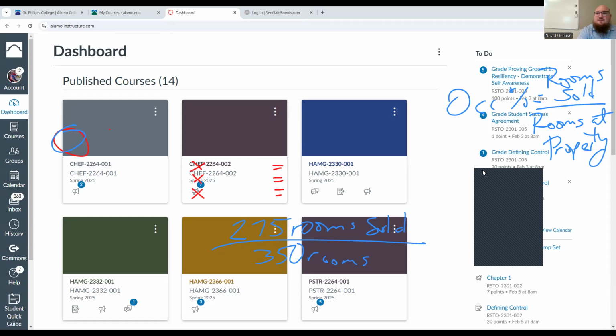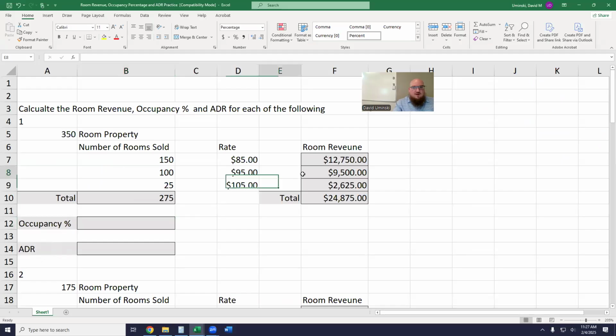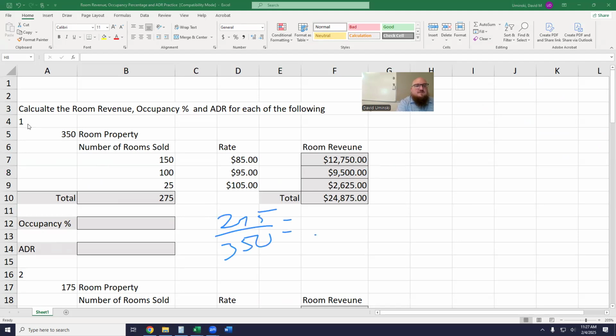Oops. No, what happened to my calculator? Dang it. 275 divided by 350. What was it? 0.7857.